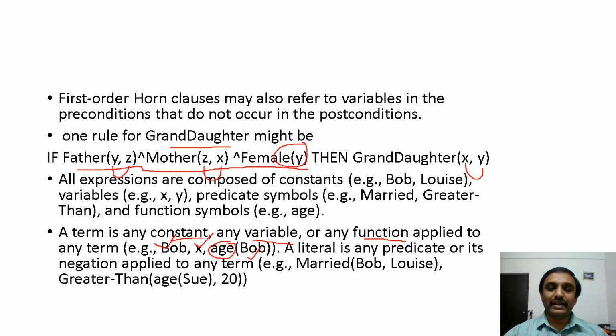Next is a literal. A literal is any predicate or its negation applied to any term. For example, married, Bob, comma, Louis. These two persons are married. Then greater than, where we take age of Sue and 20. We are checking whether it is greater than 20 or not. So these are called literals.